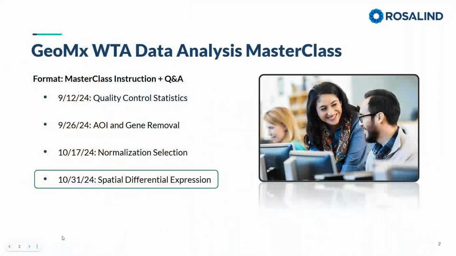So our previous sessions started on September 12th, and essentially these are a step-by-step basis on how you should look at your data. There's no required step-by-step, but this is a recommended step-by-step on how you would approach your spatial GeoMx WTA data, with some tips and tricks on how you would be taking a deep dive into your data quality and analysis for each of these steps. And so they started with QC statistics, AOI and gene removal.